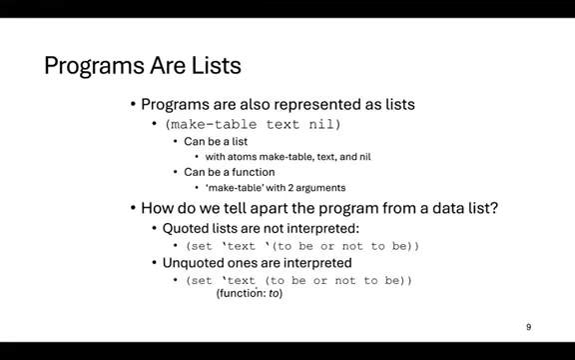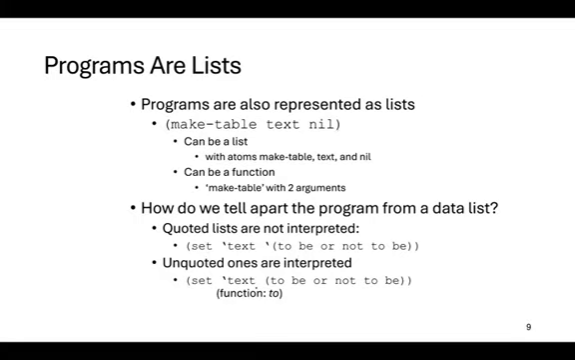Programs are also represented as lists. As you can see, everything is represented in the way of a list. So for example, we're calling here the function make table, and we're sending it two parameters, text and nil, and we're using the parentheses, indicating and treating it as a list as well. So it can be a list with atoms, make table, text and nil, which means that they are themselves strings or characters, or we can treat make table as a function with two arguments.